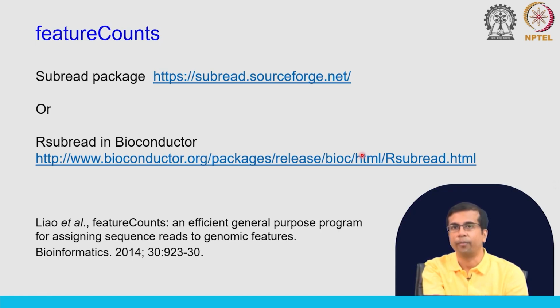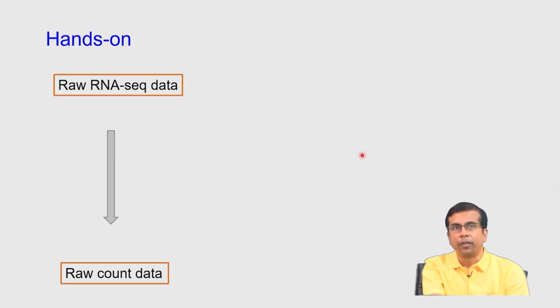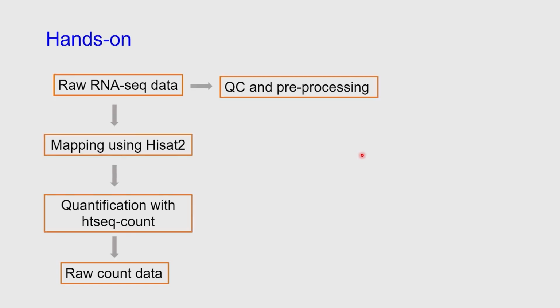Okay. So, what we are going to do is have a hands on now. We will just look at this raw RNA-seq data and get to the raw count data using this very simple step. We will not talk about the QC and pre-processing because you already know this, right, first QC etc. If you need to do trimming etc., you can do that.